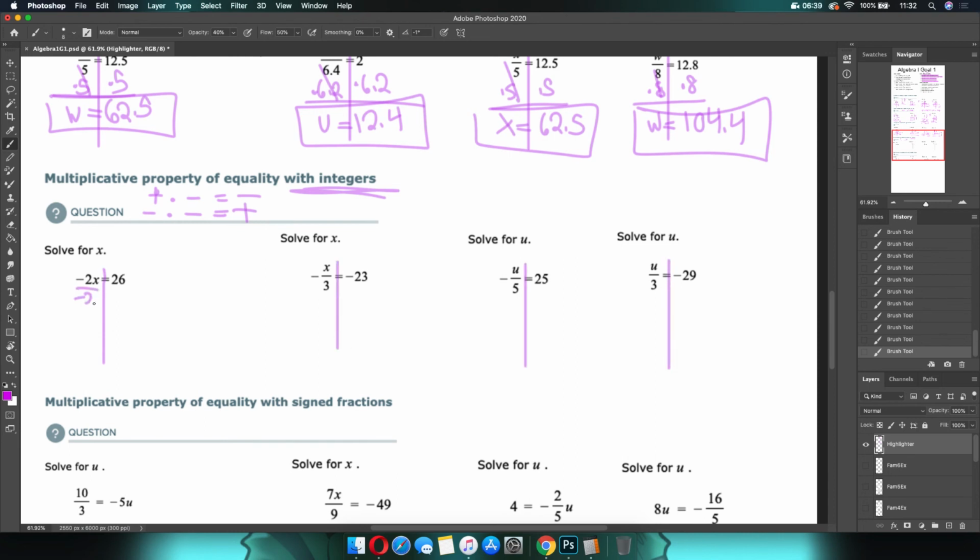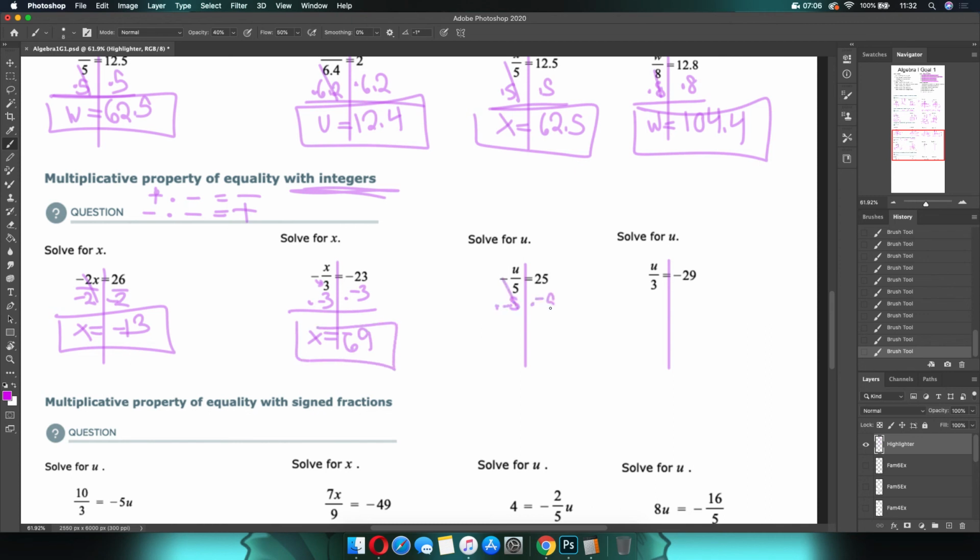Divide by -2, divide by -2. x equals positive divided by a negative is -13. Okay, so far so good. Times -3, so I'm putting that negative with the denominator just so that I'm okay with it. Times -3, negative times a negative is a positive. 23 times 3 is 69.